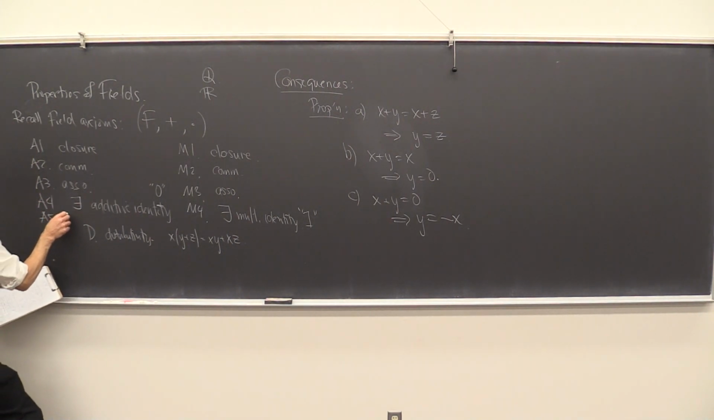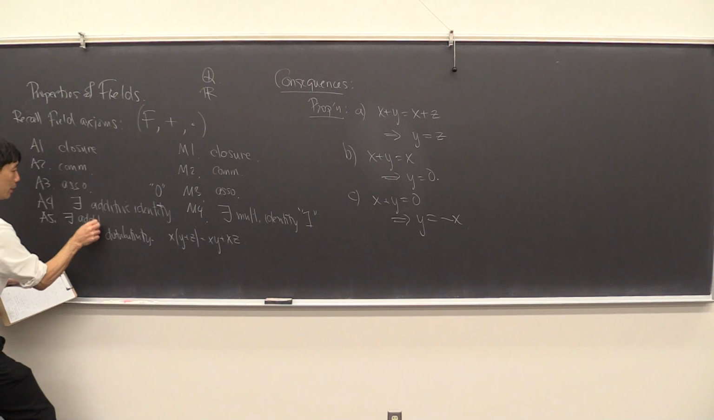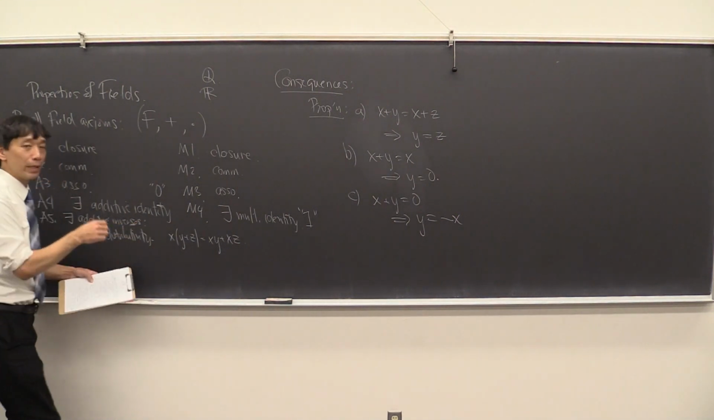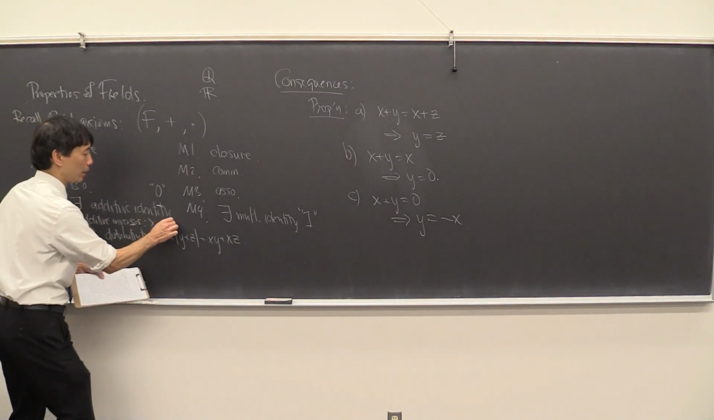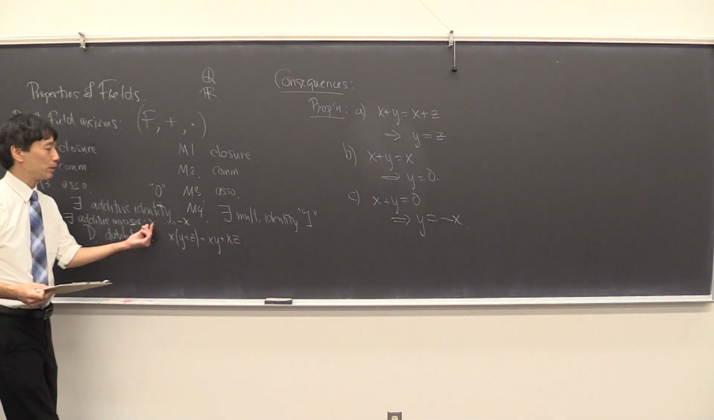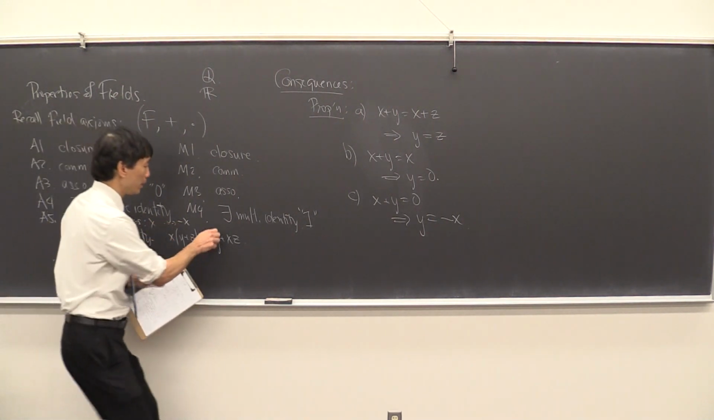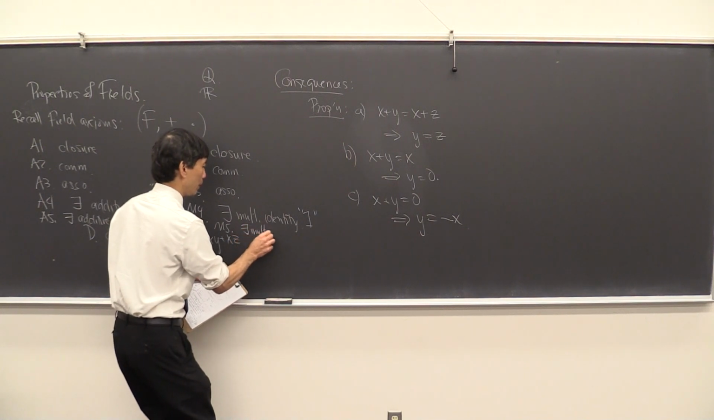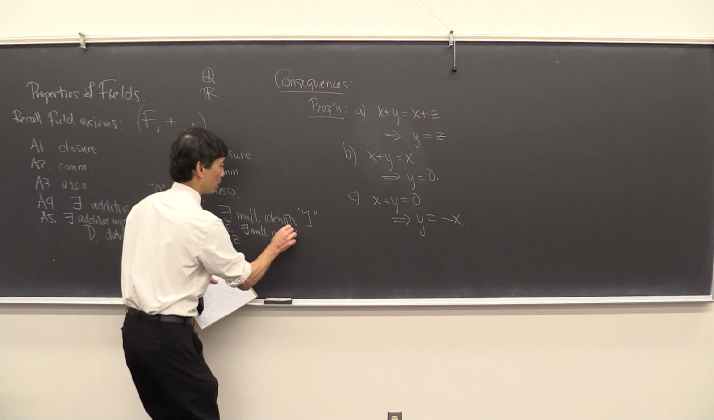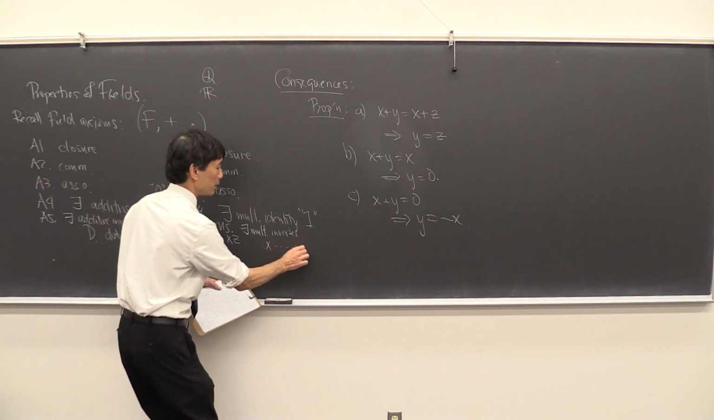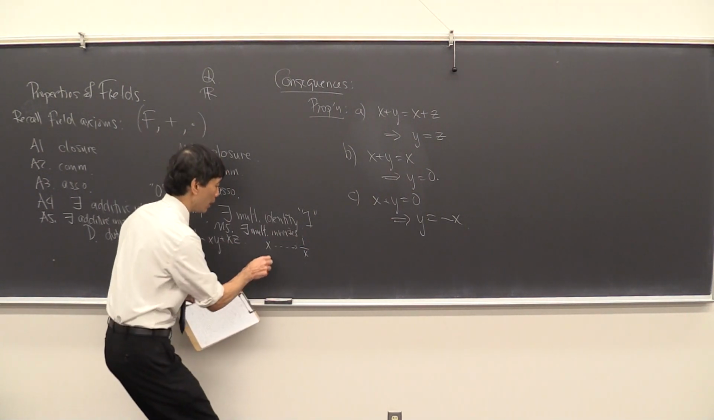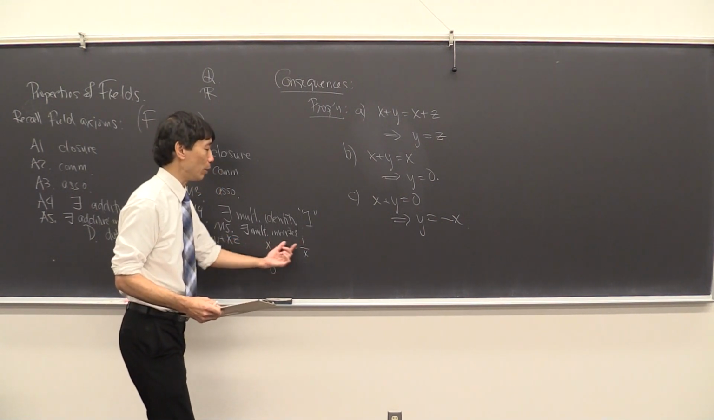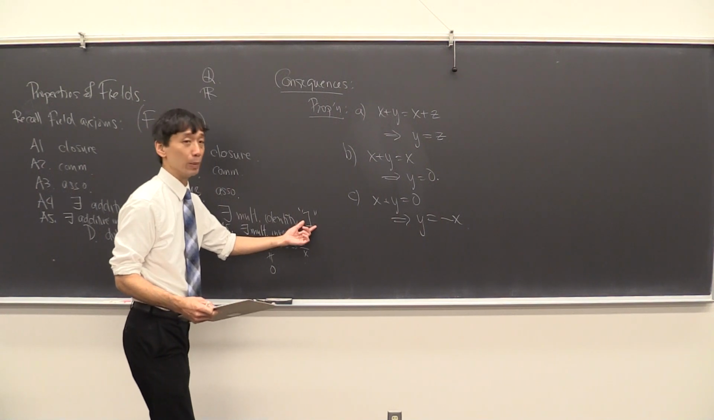A5: there exist additive inverses. Every element x has an additive inverse, something you can add to it to get 0. And similarly over here, there exist multiplicative inverses: every non-zero element x has an associated multiplicative inverse that you can multiply it by to get the multiplicative identity.